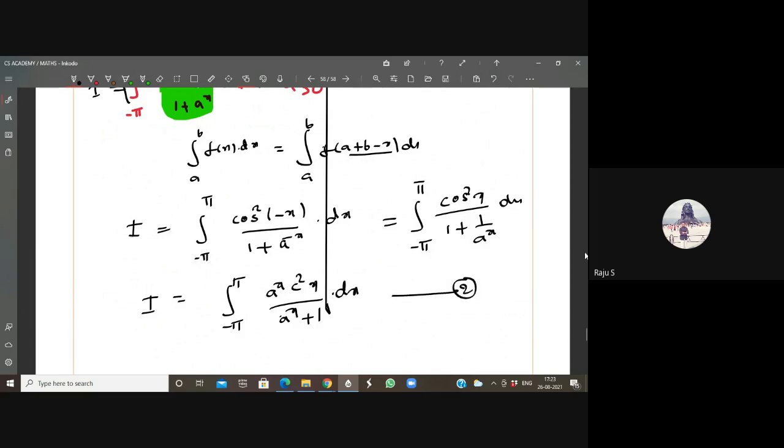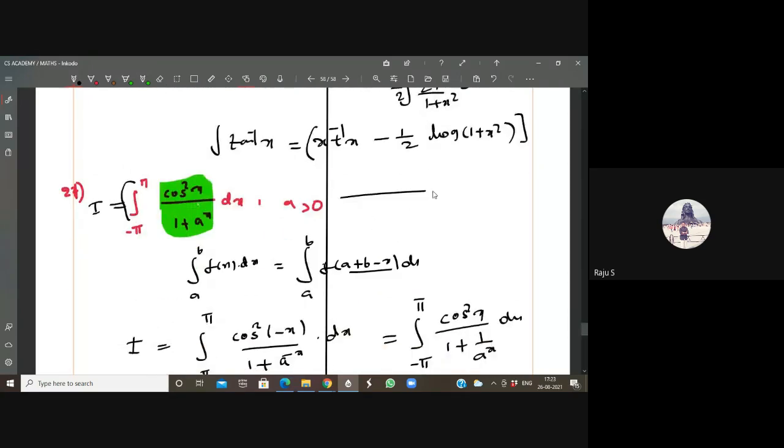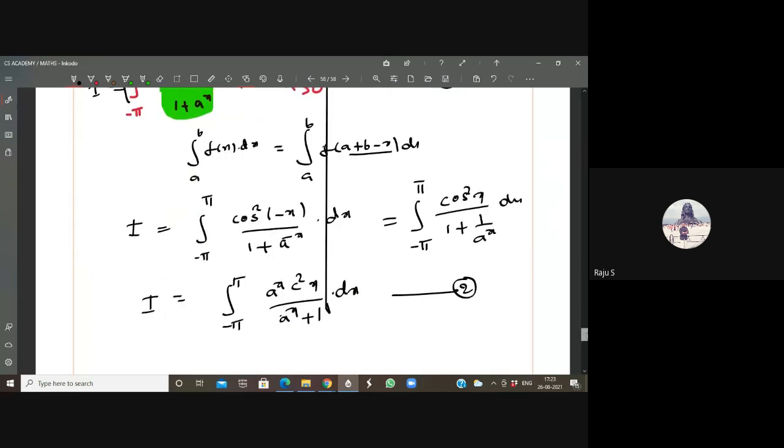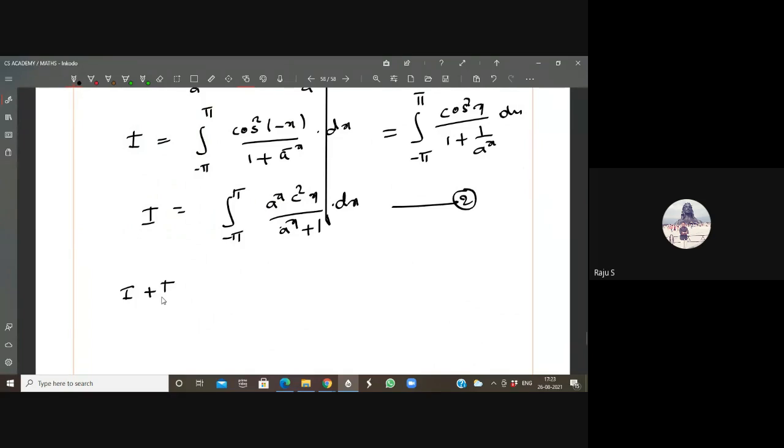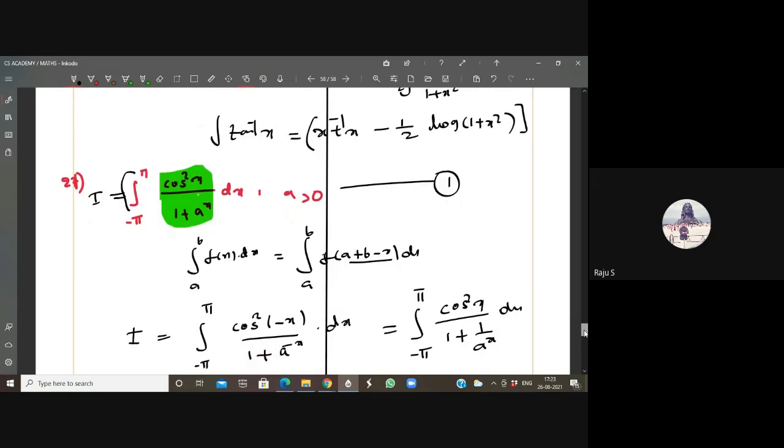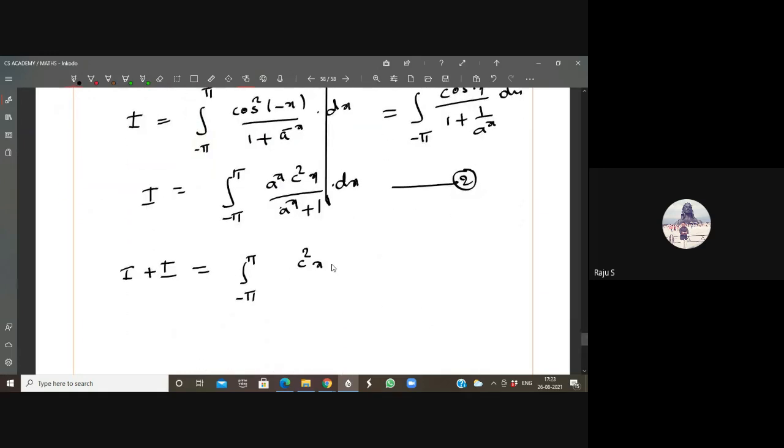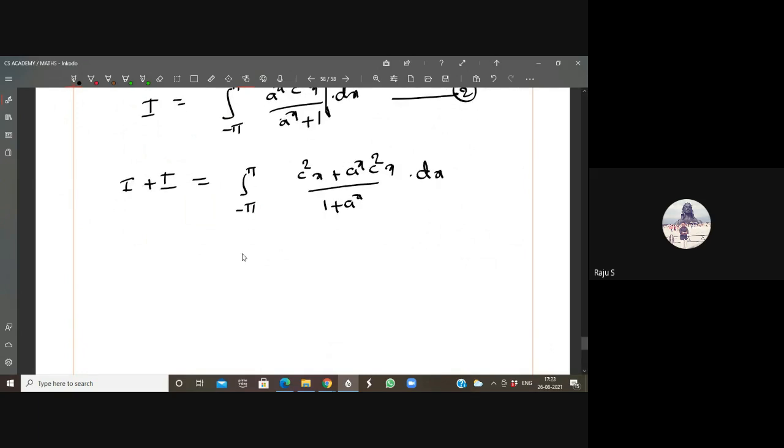So let us call this equation 2, and the given question is equation 1. I am adding both equations, I plus I. On the left side it is I plus I, and minus pi to pi is common. From the first equation, cos square x, and from the second equation, a power x into cos square x by 1 plus a power x, so the denominator is also common. Taking cos square x common, what about the remaining part? 1 plus a power x gets cancelled. So finally, cos square x alone we get.